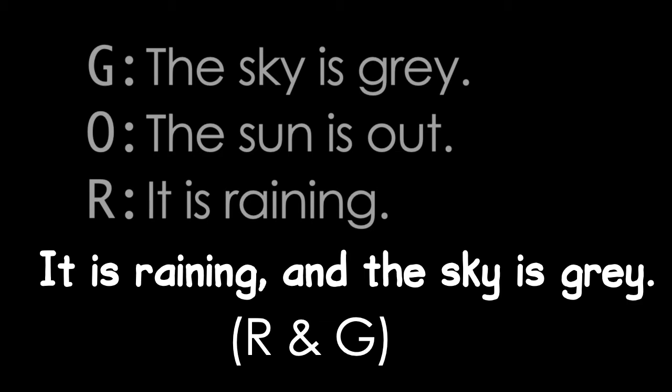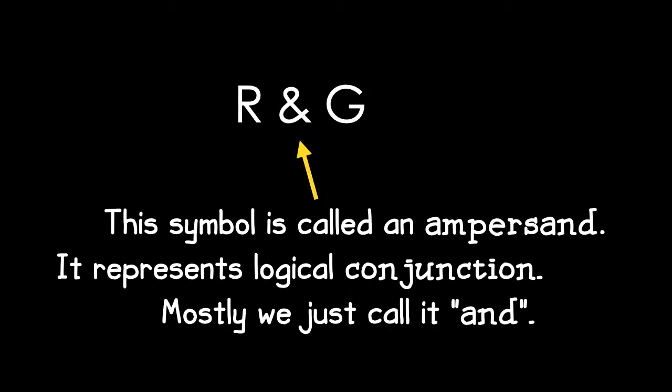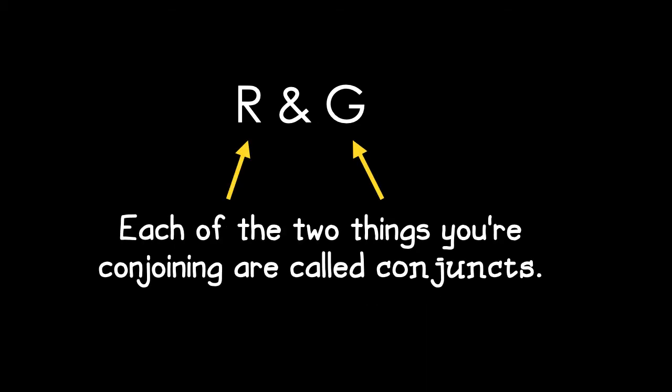So we saw before that the sentence, "It is raining and the sky is gray," can be translated as R and G. The symbol is called an ampersand. It represents logical conjunction. Mostly we just call it and. Each of the two things you're conjoining are called conjuncts. So here, R is the left-hand conjunct, and G is the right-hand conjunct.